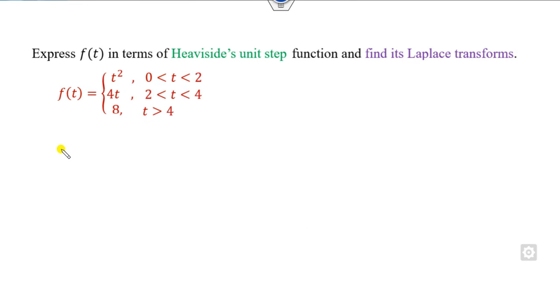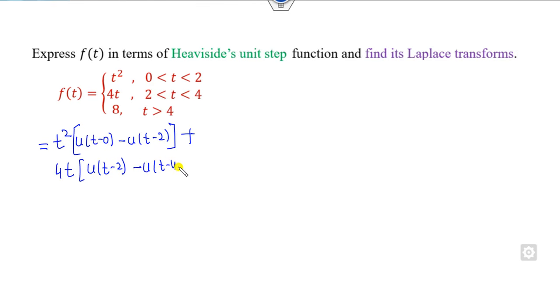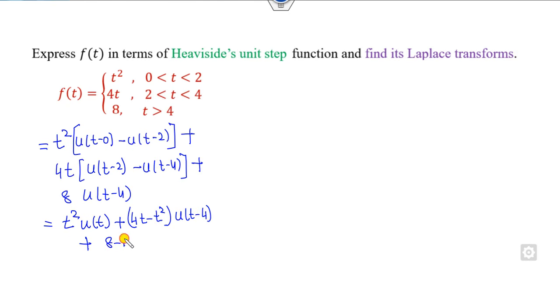Okay, look at this quickly. I can write this in the form of the unit step function: u of t minus 0, u of t minus 2, plus 4 times u of t minus 2, 4 of this, plus 8 u of t minus 4. If I open this bracket, u of t plus 4t minus t square common, and it is u of t minus 4 plus 8 minus 4t common, and it is u of t minus 2 and u of t minus 4.